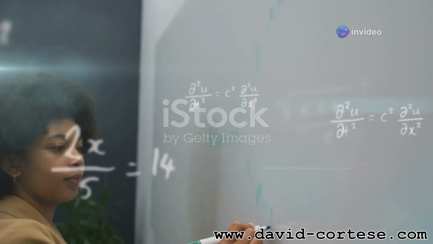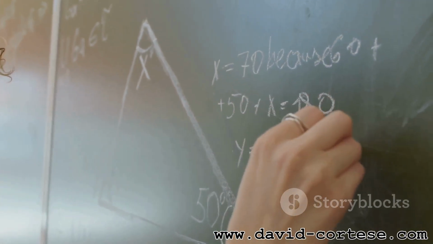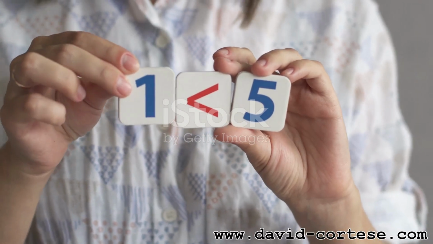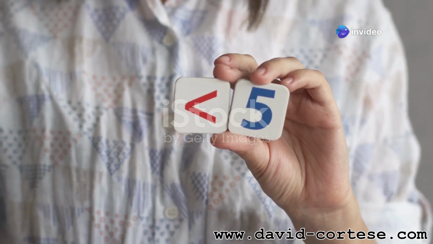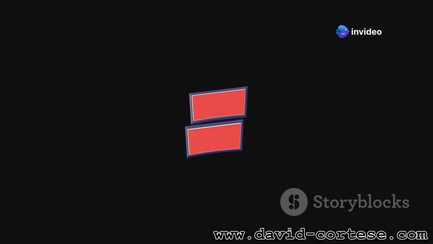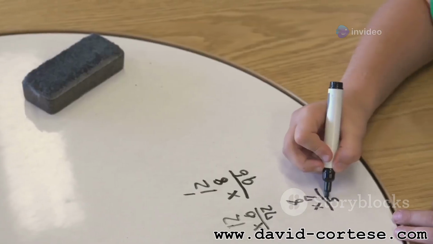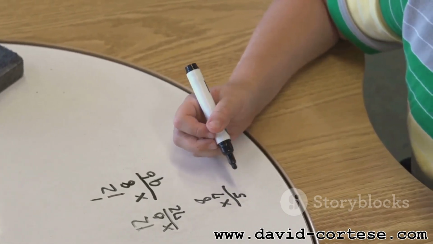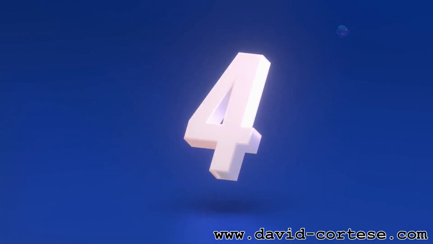Just like any language, inequalities have their own set of symbols that we need to understand. These symbols are the key to unlocking the meaning behind these mathematical statements. Let's take a look at the four main inequality symbols. Greater than. This symbol indicates that the value on the left side is larger than the value on the right side. For example, 5 is greater than 3.